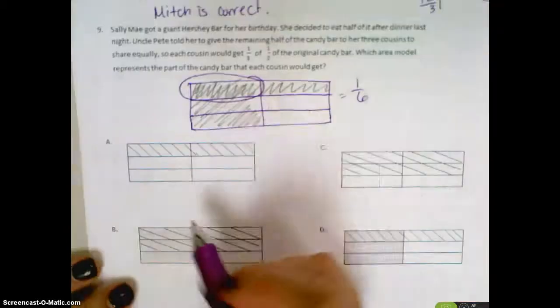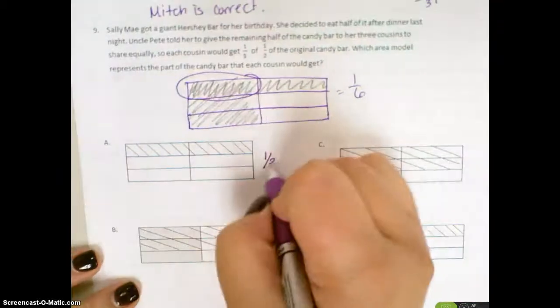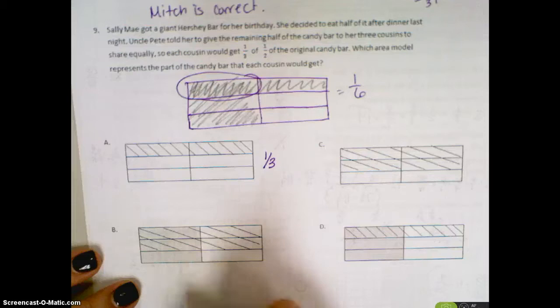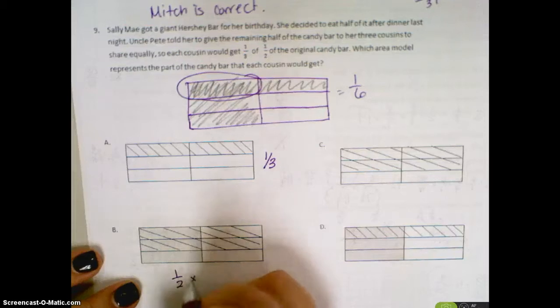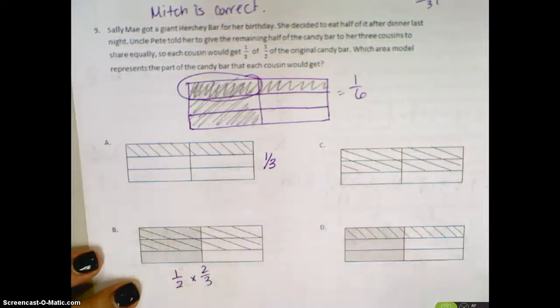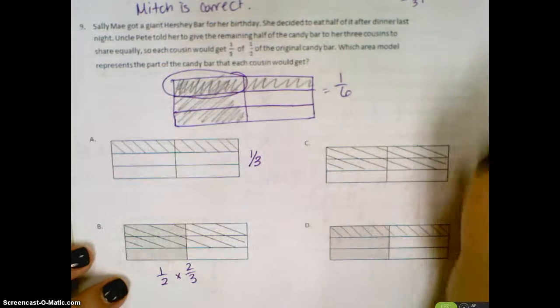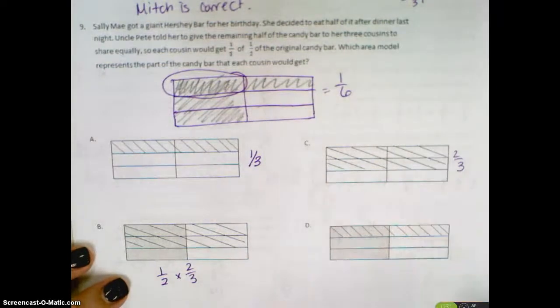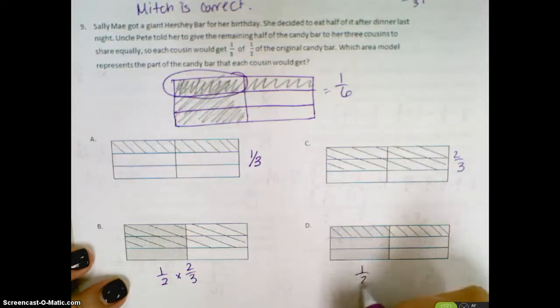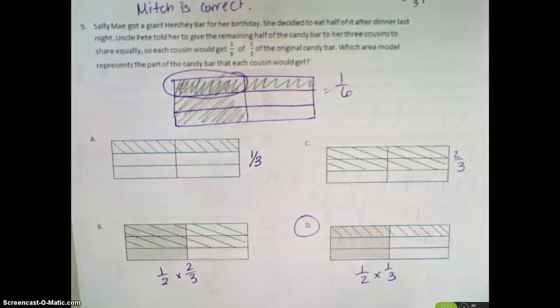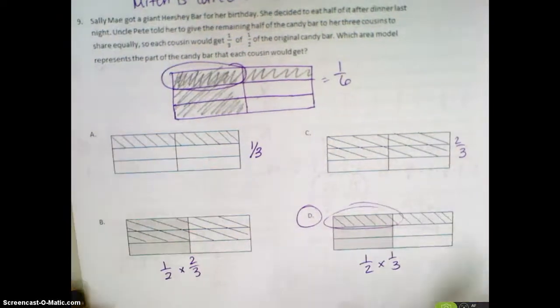Right? Letter A, this is only showing that we shaded 1/3. Letter B, this is showing 1/2 times 2/3, which is not what we wanted. C is only showing that we shaded 2/3. D shows 1/2 times we shaded 1/3. So D would be my correct answer choice. And I can see that my 1/6 is circled there.